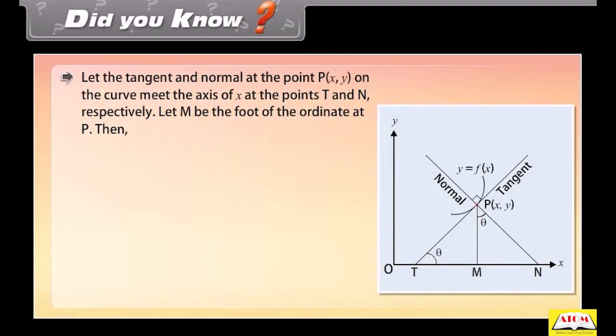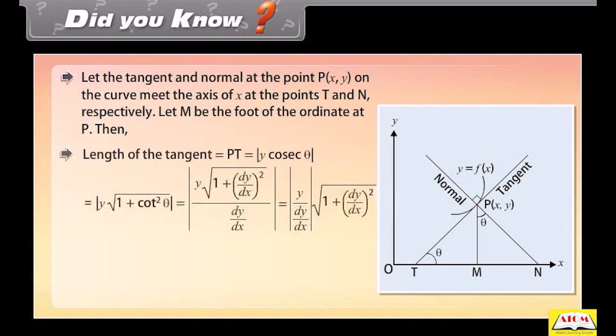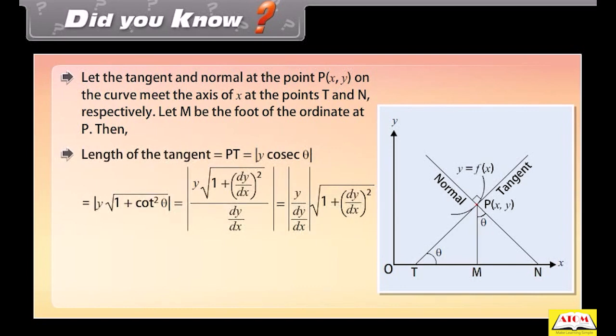Did you know? Let the tangent and normal at the point P(x, y) on the curve meet the axis of x at the points T and N, respectively. Let M be the foot of the ordinate at P. Then, the length of the tangent is PT = |y cosec θ| = |y| √(1 + cot²θ) = |y| √(1 + (dy/dx)²) / (dy/dx) = |y / (dy/dx)| √(1 + (dy/dx)²).